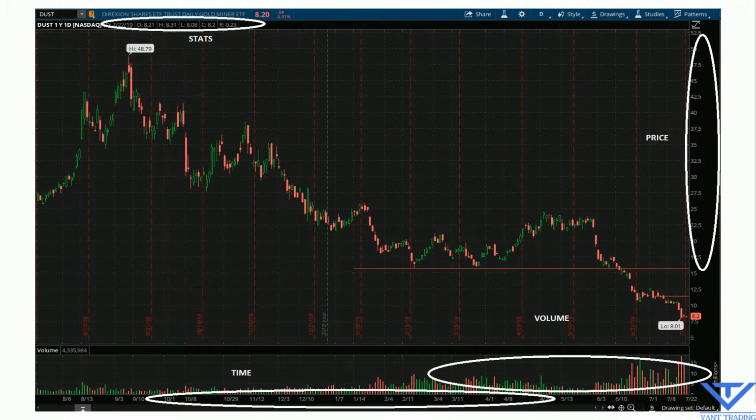This right here is your battleground. This is your church. This is where you're going to be spending all of your time as a technical trader. So I need to make sure that you know what it looks like.